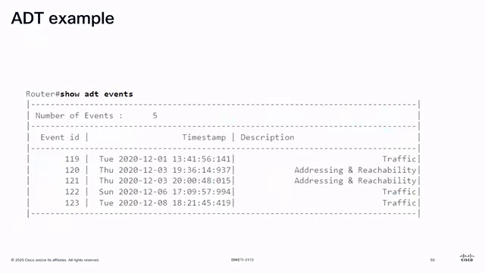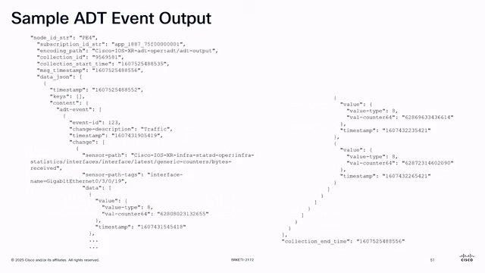So you can go and look at the ADT, AI-driven telemetry events. You're not exporting everything, but you have certain events around addressing or traffic and reachability. And then you can export the individual sensor path information. I like streaming telemetry, but it's very focused streaming telemetry. Instead of drinking from a fire hose, you're just drinking from a fire hose drip by drip.